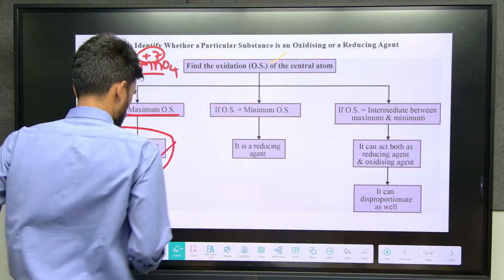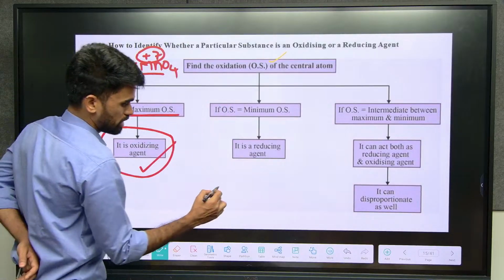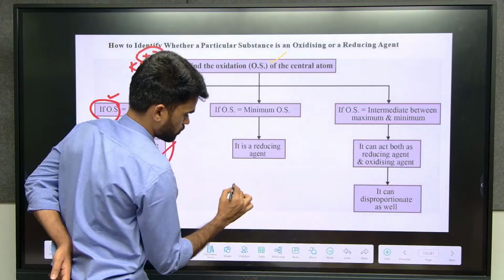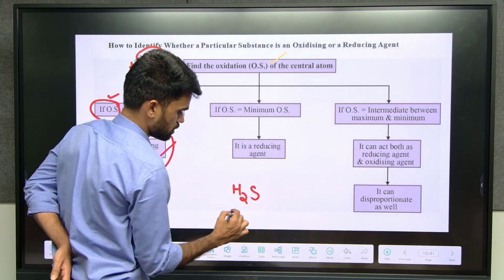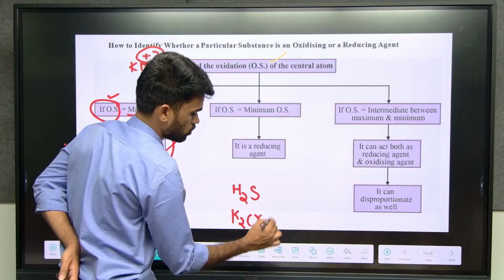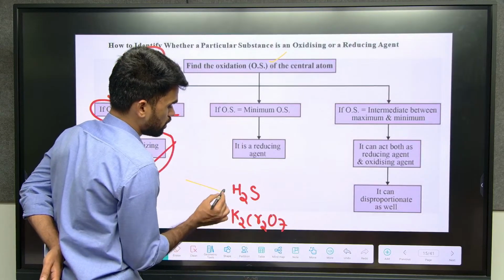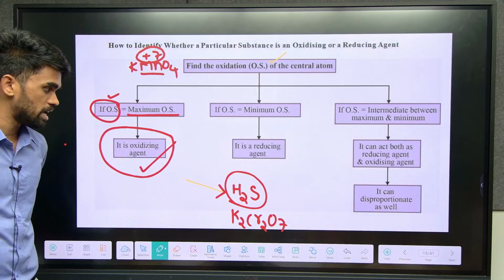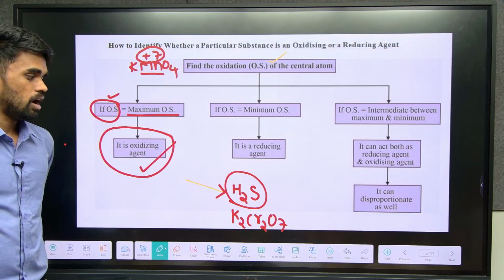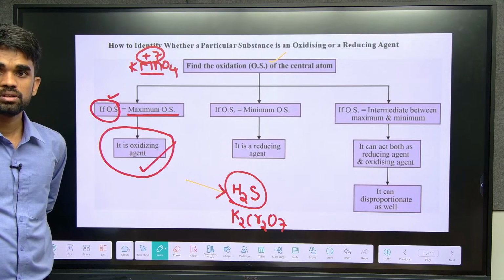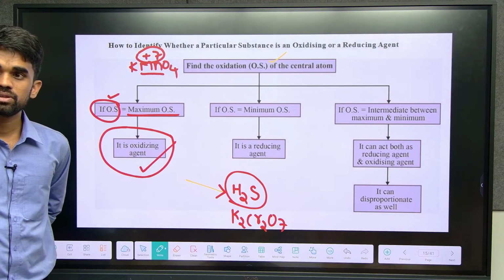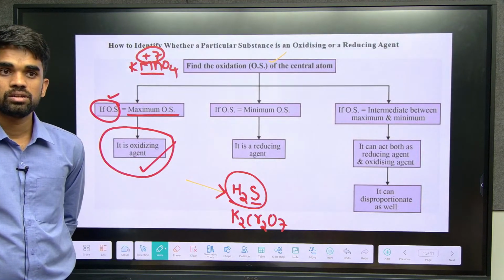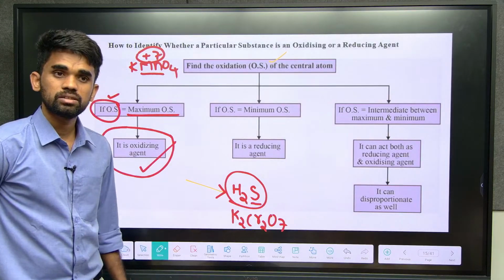Now I am asking you one simple question. You tell me here, H2S, K2Cr2O7, I am writing. So tell me, what is the nature of this H2S: does it act as an oxidizing agent, a reducing agent, or both? H2S. See, what is the oxidation state of sulfur here in H2S?